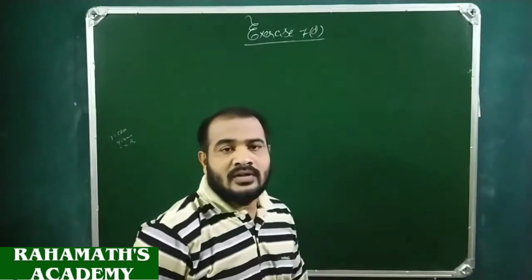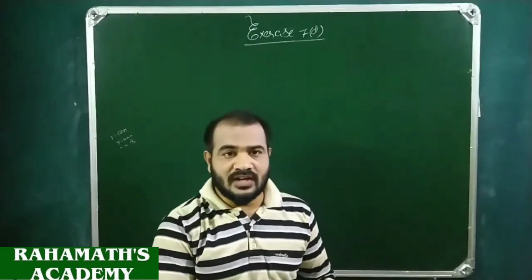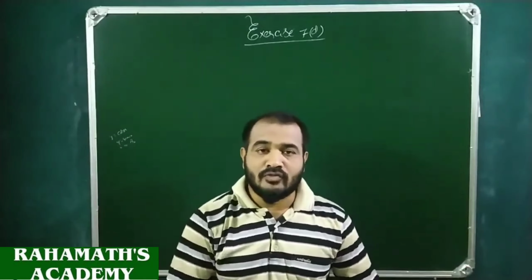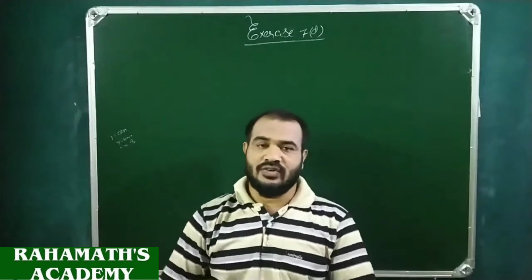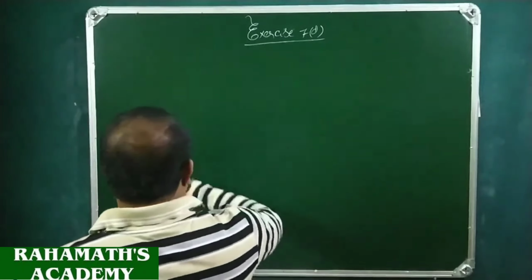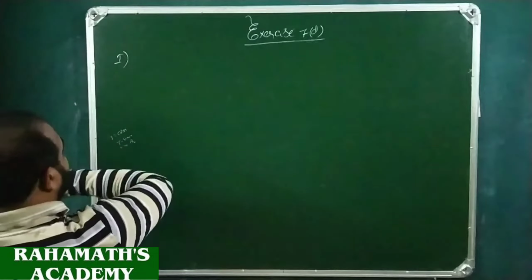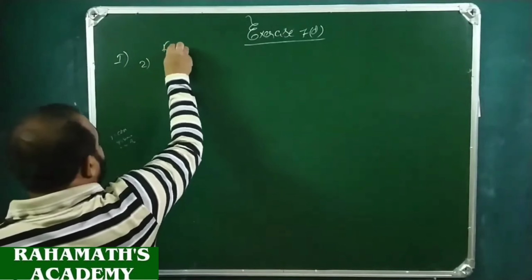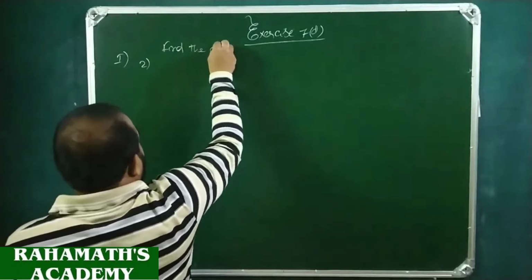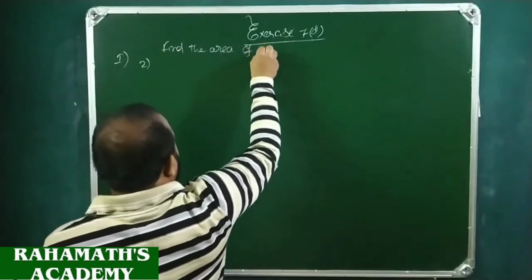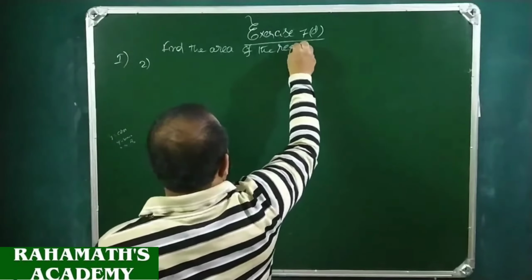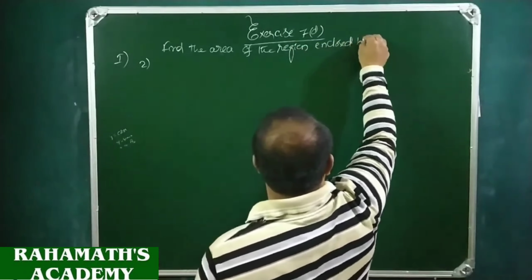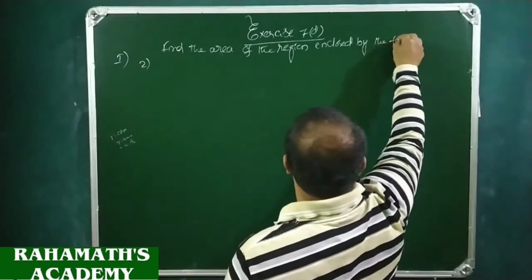I have segregated the problems in such a way that, since this is a dry topic, I have selected the problems from easy to complex. So that is why the very first problem, first Roman, second problem: find the area of the region enclosed by the following curves.